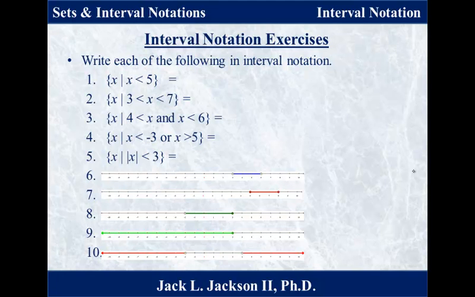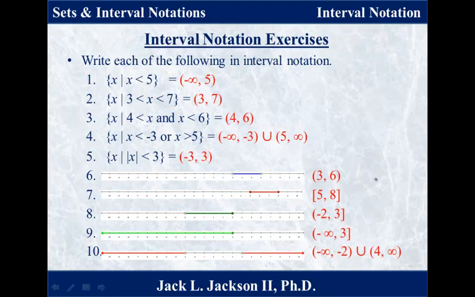Okay, now hopefully you're doing these exercises as we say them. If you make some mistakes, that's fine, but you'll learn from your mistakes. If you're getting them right, then you're going to feel great when we check them here. So the numbers that are less than 5, that goes from negative infinity up to 5 and does not include 5, so it's parentheses, negative infinity, comma, 5, parentheses.